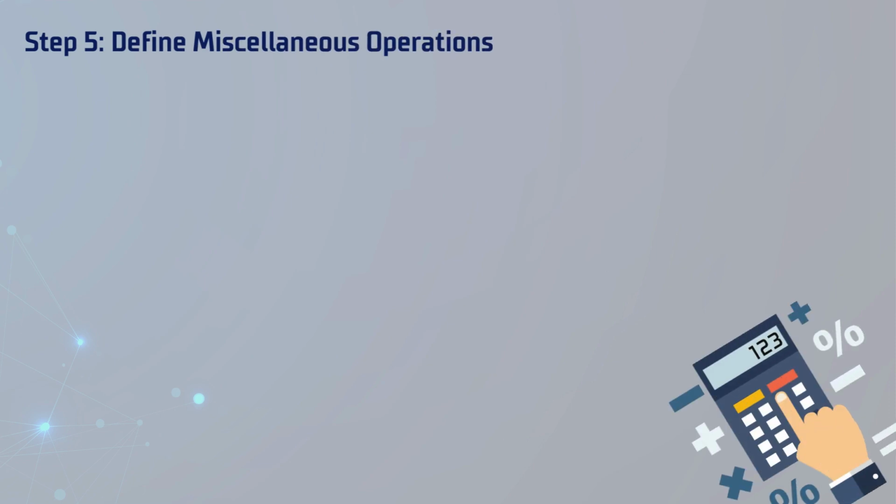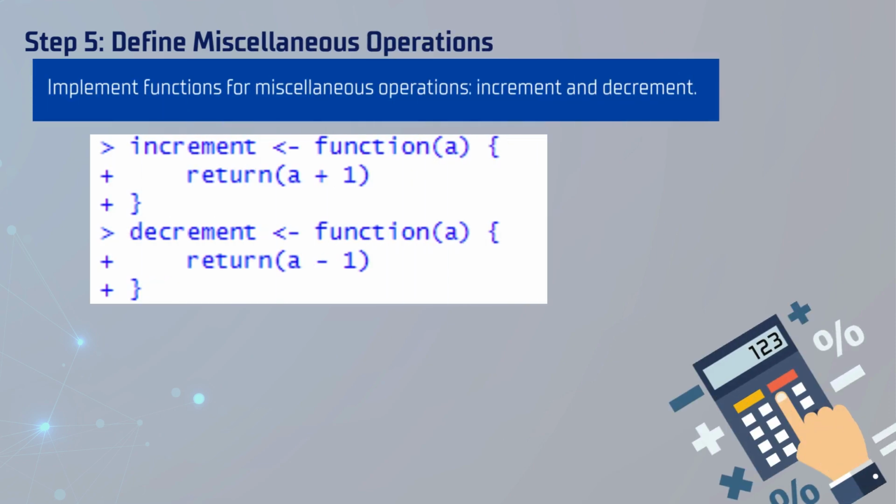Step 5. Define miscellaneous operations. Implement functions for miscellaneous operations: increment and decrement.